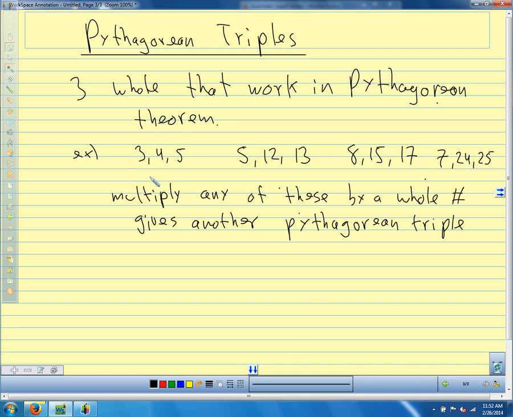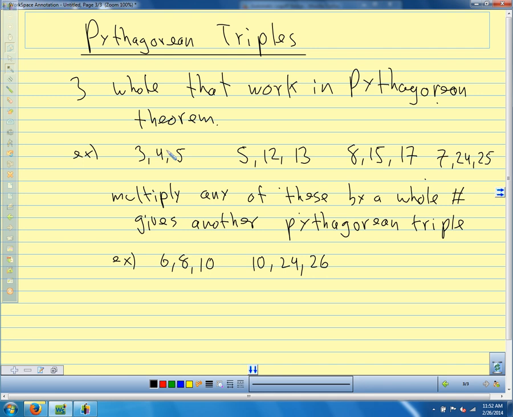So if I multiply this 3, 4, 5 triangle by 2, multiplied everything by 2, I could get a triple of 6, 8, 10. That would be a Pythagorean triple. It's 2 times this one. I could multiply this one by 2 and get a 10, 24, 26 triangle. And that would be a Pythagorean triple. So any of these I multiply by a whole number. I could multiply it by 3, I could multiply it by 4, I could multiply it by 100, and I would get another Pythagorean triple. So just a quick way of finding numbers that work in a Pythagorean triple.